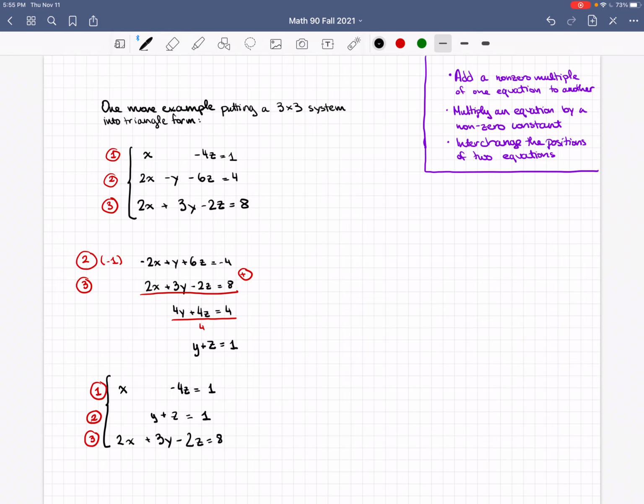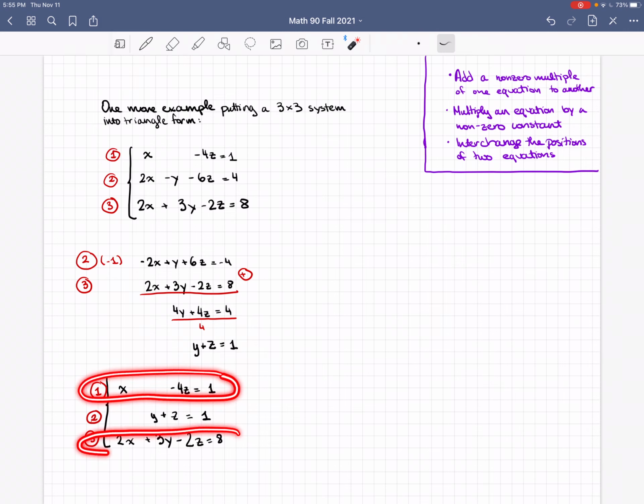Okay. So what do I think here? I think one way to do this, and you might find a different way, and so I encourage you to puzzle over it if you like, is that I'm going to use the first equation to eliminate x out of the third equation. And I'm going to use the second equation to eliminate y out of the third equation.